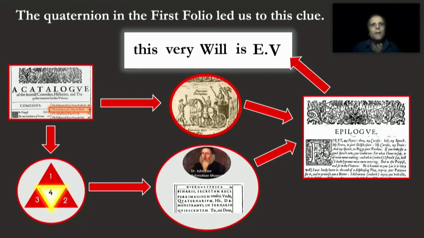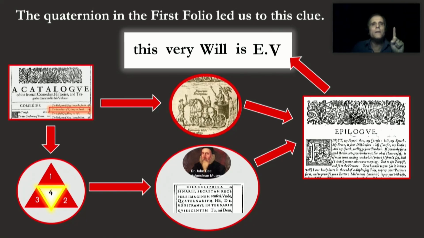The quaternion in the first folio has led us to this clue. There can be no doubt it is about the authorship of the play, since the message is grammatically correct and makes sense. The location of the quaternion imitates the place a Roman emperor would have in a triumphal procession, which means it is as important to the folio as the emperor is to Rome.